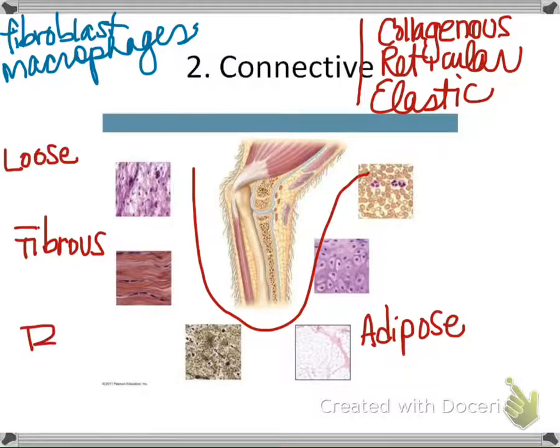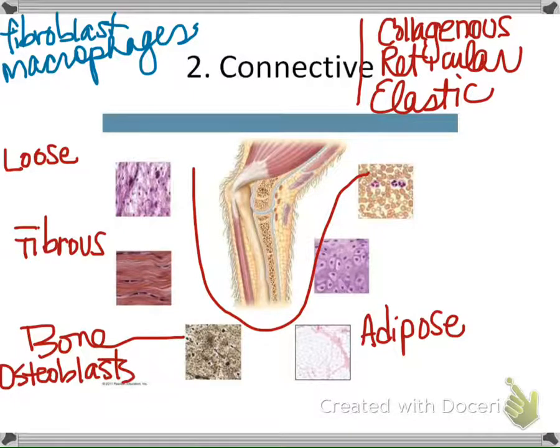Then you have bone here. And bone is mineralized connective tissue. It's made up of osteoblasts, which are bone-forming cells that deposit collagen. Then calcium, phosphate, and magnesium ions combine into hard mineral within the matrix.